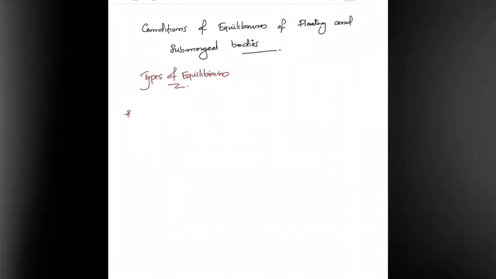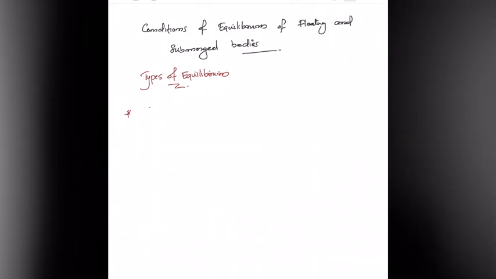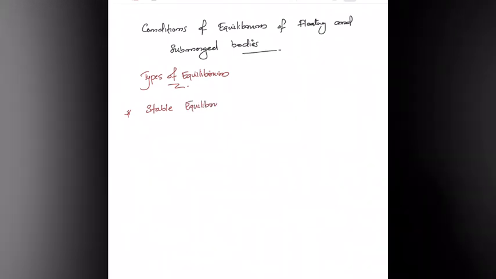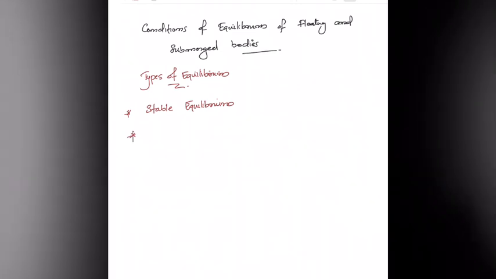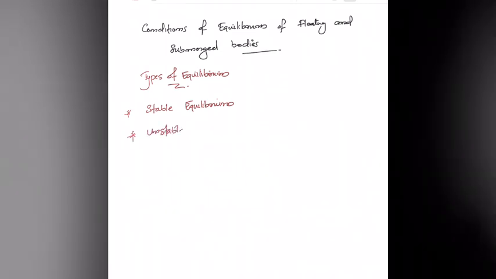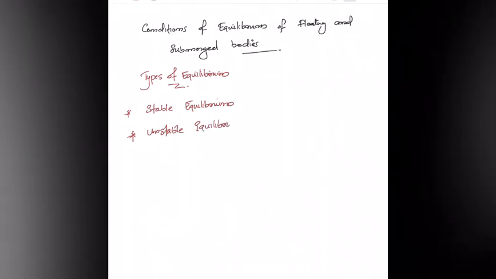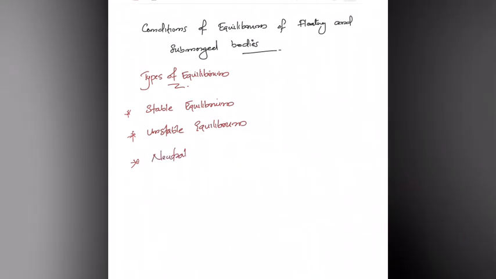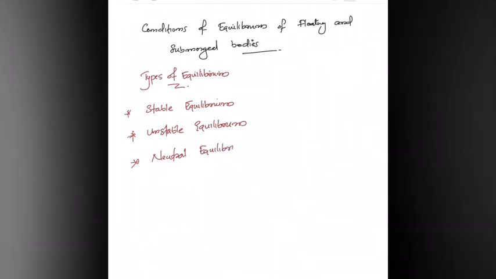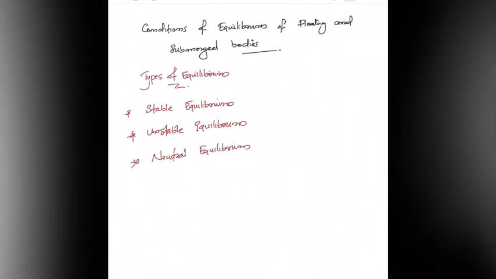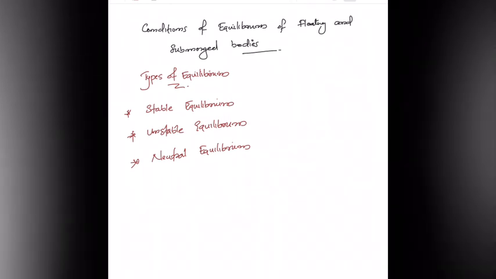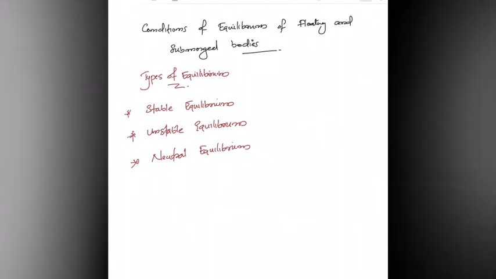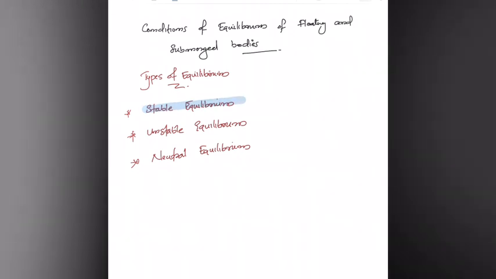There are three types of equilibrium. They are stable equilibrium, unstable equilibrium, and neutral equilibrium. Stable, unstable, and neutral equilibrium. Let us see each of these types of equilibrium in detail. First, we shall see stable equilibrium.